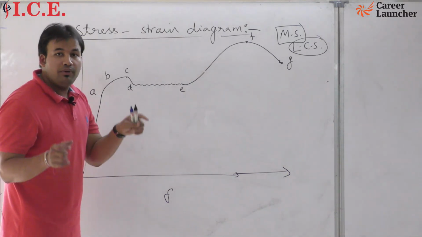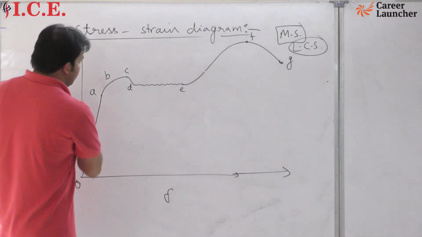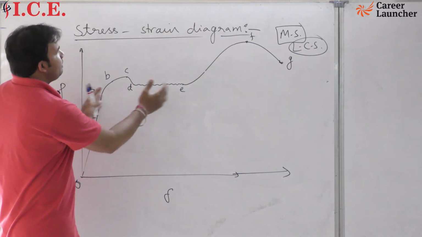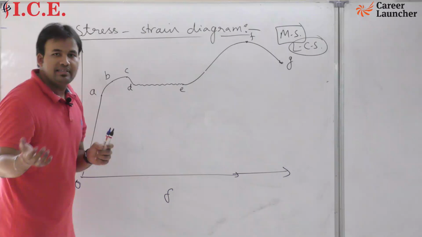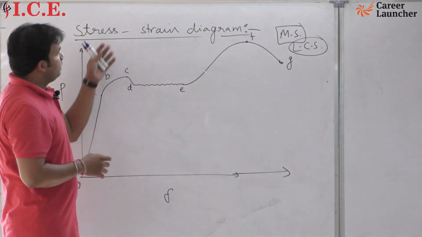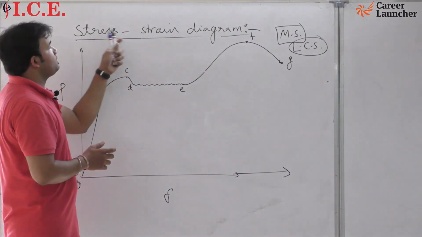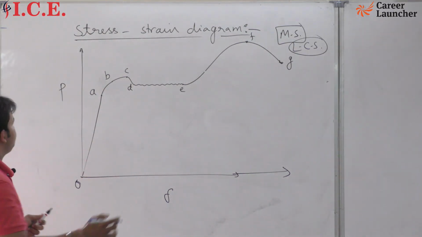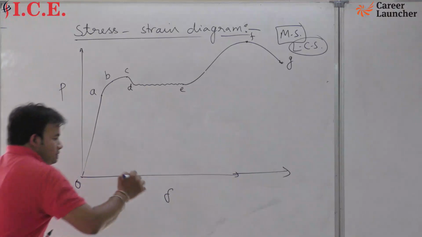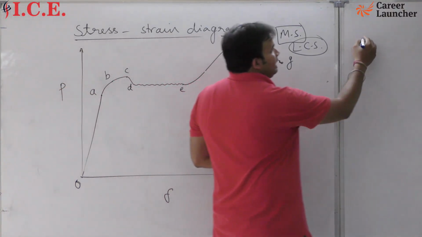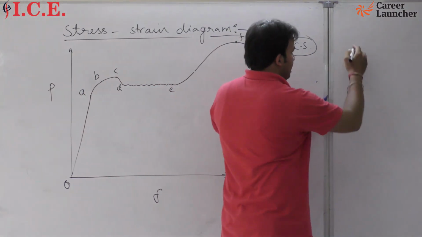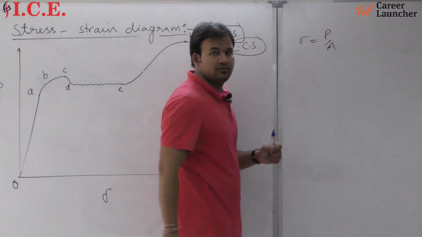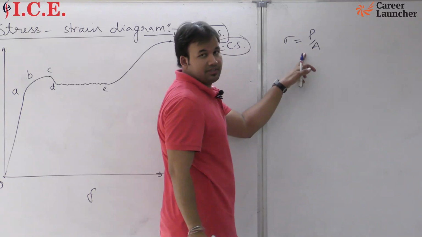But till now we are studying the load versus deformation diagram. People say, sir, this diagram we can get from tensile testing. Now, if we want to find the stress versus strain diagram, then what will happen? If we talk about the stress, then we know that sigma is equal to P by area. And this is the average stress.